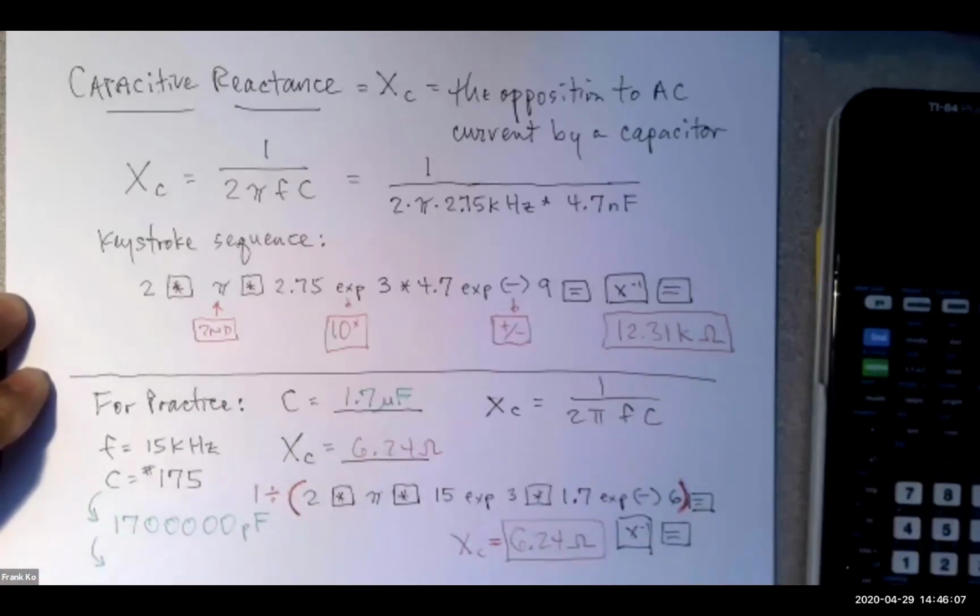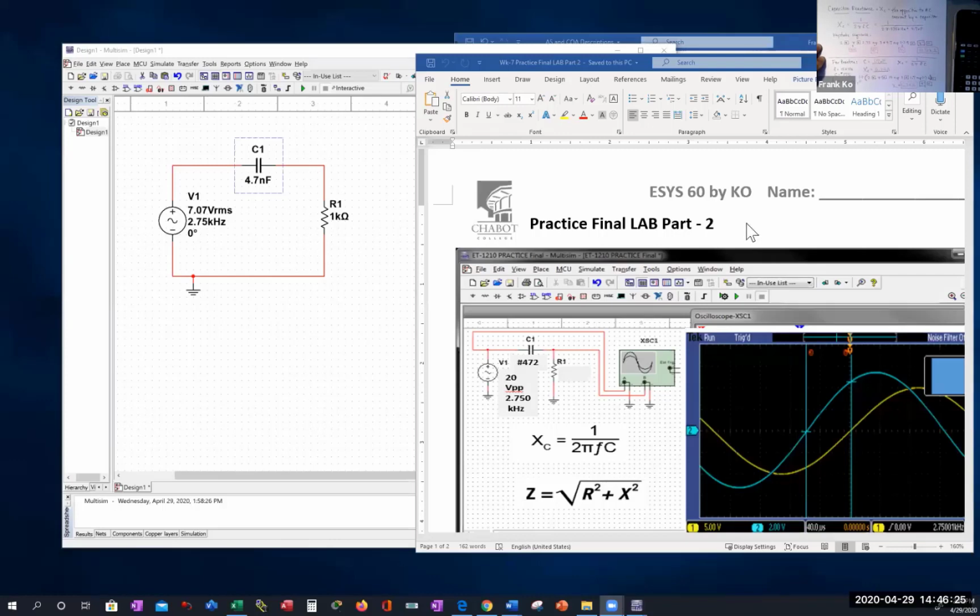Now let's go ahead and assign a value. Let me go back to my share screen for a moment. Okay. And so on my share screen, this exercise was a practice lab final. And so as practice, I left out the R value intentionally because when we're doing this face-to-face, one student might get 2 kilo ohms, another student might get 3 kilo ohms, another student might get 4 kilo ohms. And that way I can see by different results that they are calculating their work individually and not sharing their work.